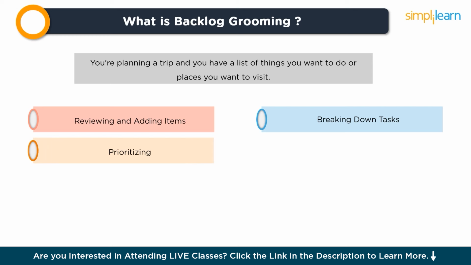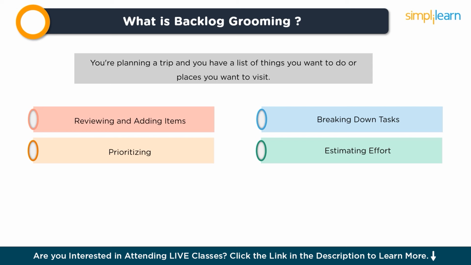Breaking down tasks. Some items on your list might be big and complex. It's easier to work on smaller, manageable tasks. In backlog grooming, you might break down big tasks into smaller ones so they can be completed more easily. Estimating effort. It's important to have an idea of how much time and effort each task will take. During backlog grooming, you might discuss and estimate the effort required for each item.